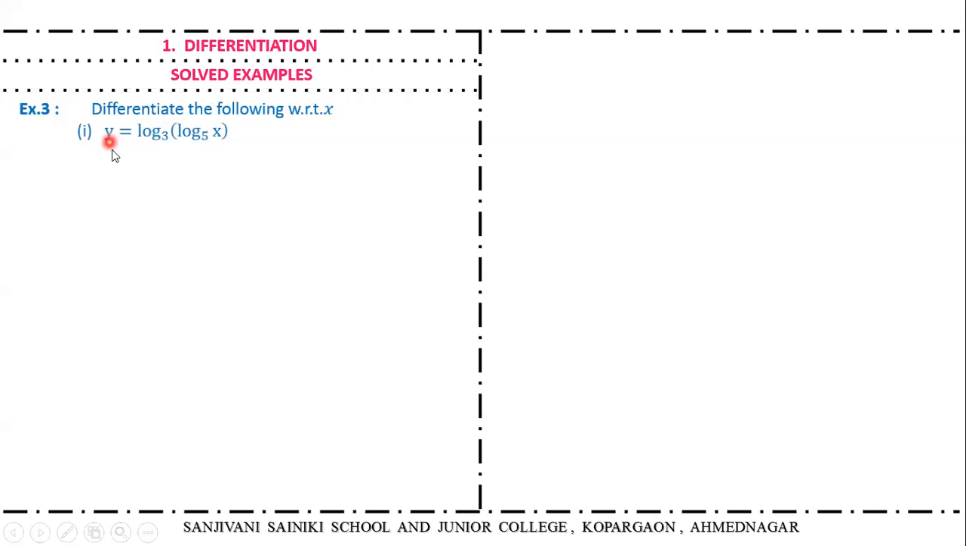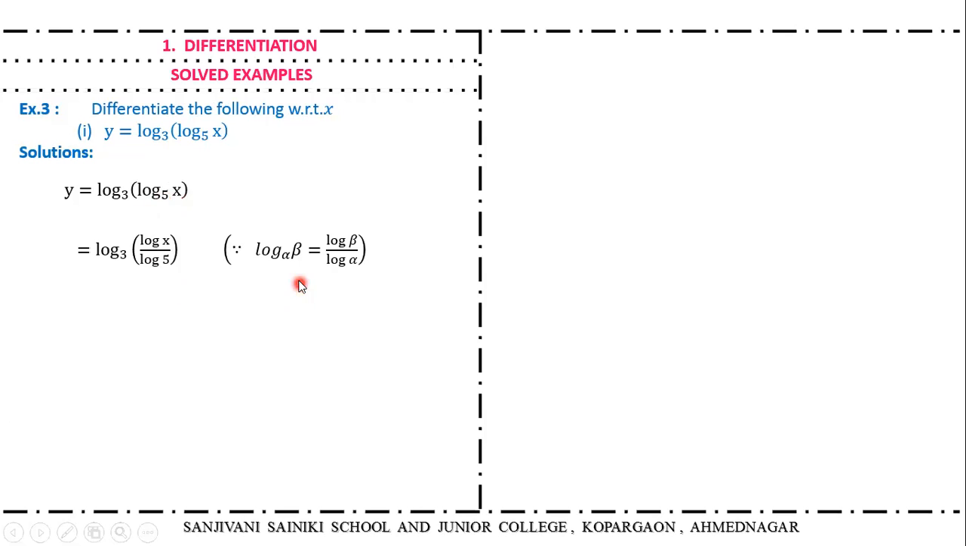So, we will continue the solved examples based on the chain rule from the topic differentiation. In that, the third example is y is equal to log of x to the base 5, to the base 3. So let y is equal to the given function. Then we will use a change of base law here to change the base of this log of x to the base 5.